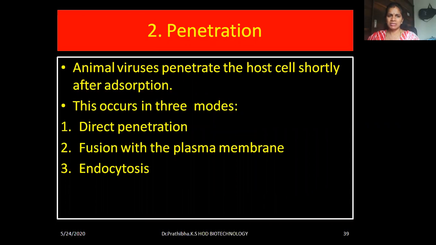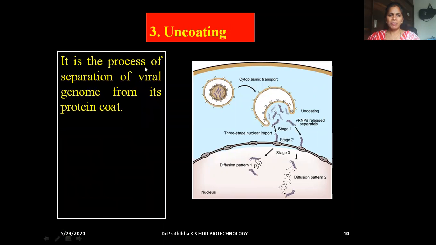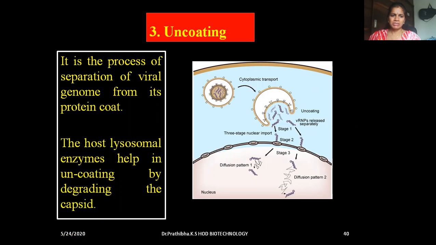Once adsorption is done, then the next step will be penetration. Animal viruses penetrate the host cell shortly after adsorption. This occurs in 3 modes: direct penetration, fusion with the plasma membrane, and endocytosis. Next, uncoating. It is a process of separation of the viral genome from its protein coat. The host lysosomal enzymes help in uncoating by degrading the capsid.